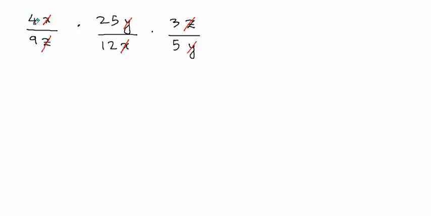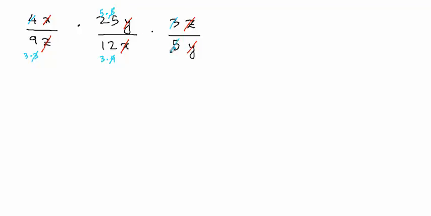We have a 4 here, we have a 12 here. Now if you think about 12, 12 is nothing but 3 times 4. And therefore you can cross off this 4 from the 12 with this 4. Similarly, 9 is 3 times 3. So you can cross off one of the 3's from the 9 with this 3. And 25 is 5 times 5. Therefore you can cross off one 5 with this 5.